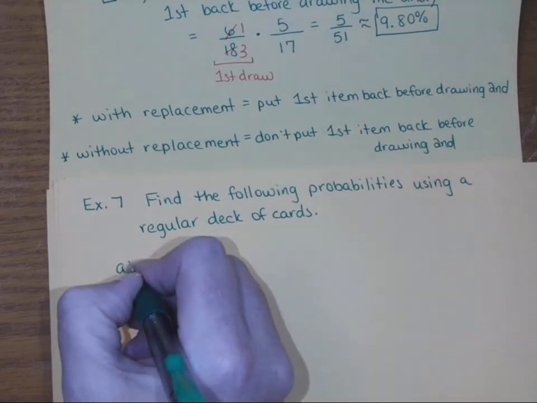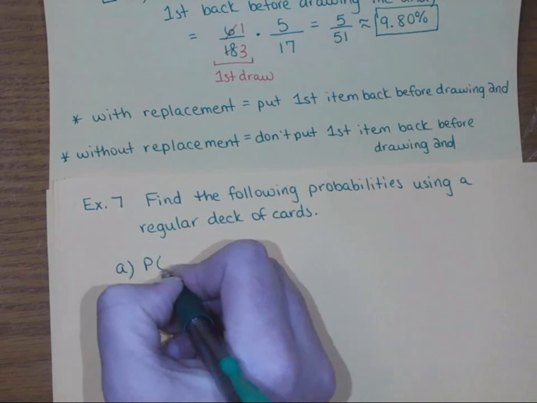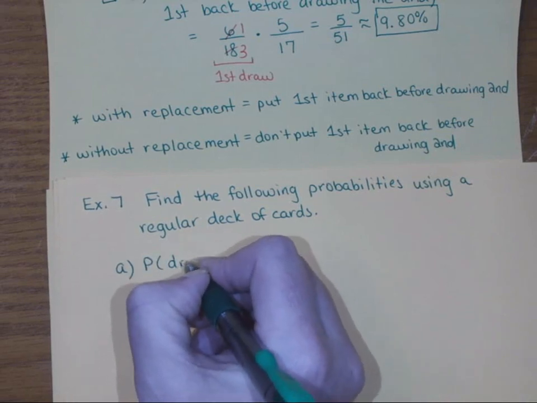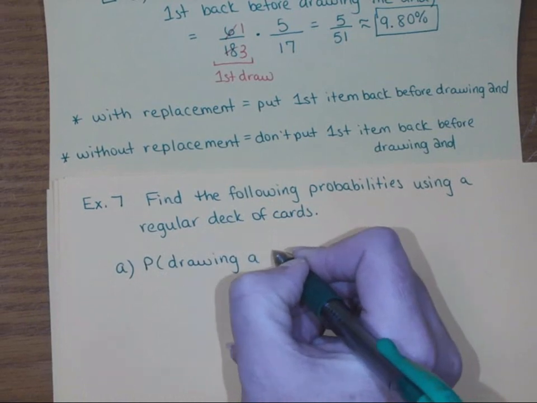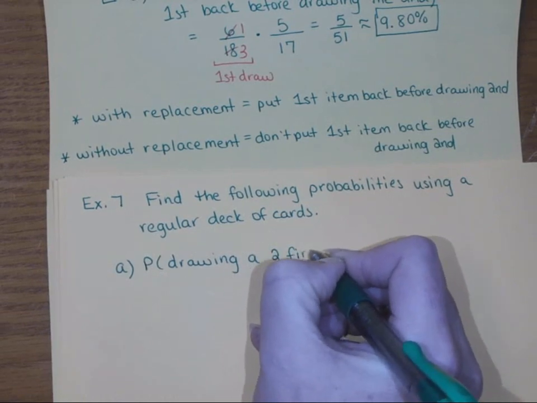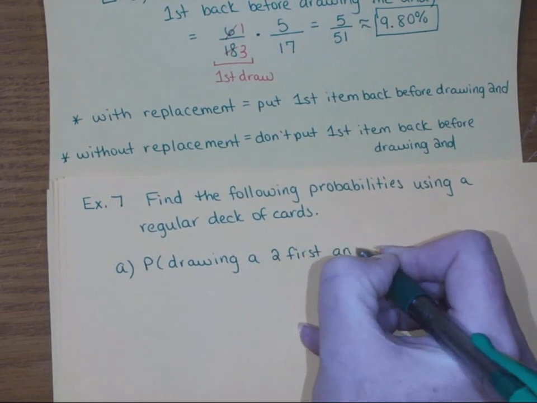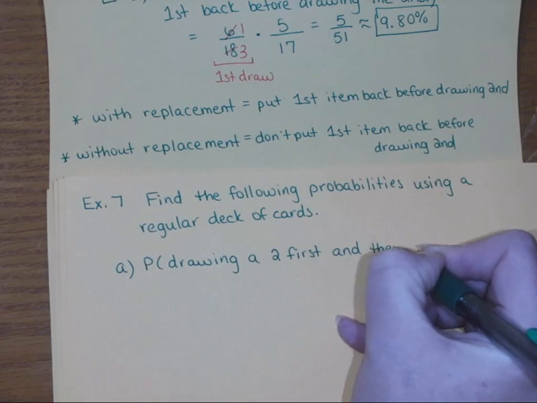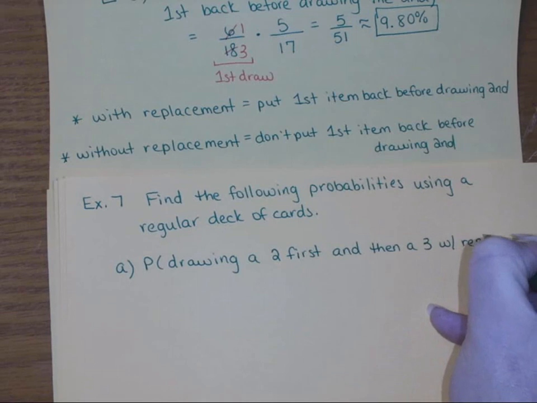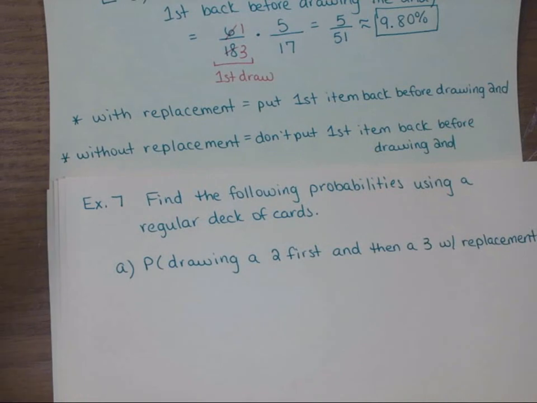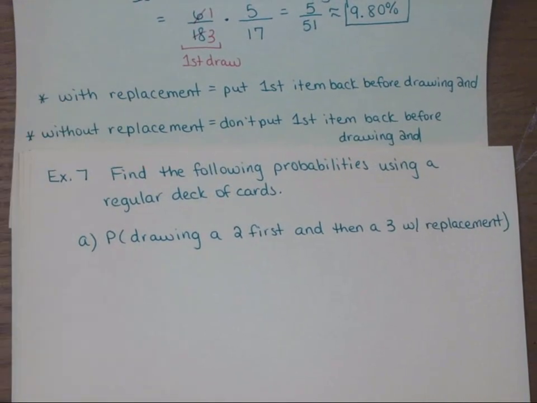All right, so I want to look at a couple of different problems. So drawing a 2 first, and then a 3, and let's say we have with replacement. In other words, we're going to put the 2 back, or put the card back, before we try to draw the 3.